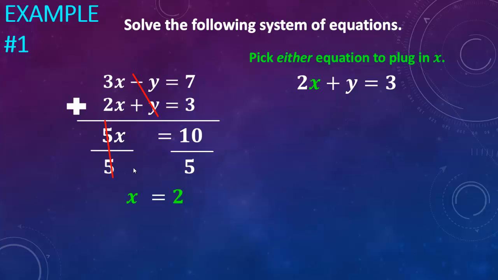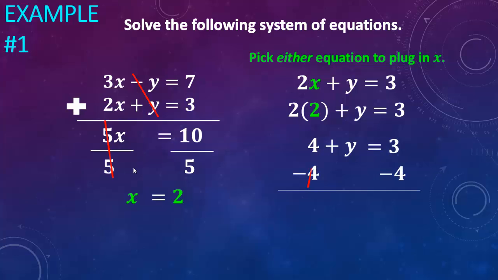And so where you see that x, we're replacing just the x with whatever it equaled, in this case 2. So 2 times 2 plus y equals 3, which gives you 4 plus y equals 3. Subtract 4 from both sides, and you get y equals -1. So your solution would be 2, comma, -1. Remember, x always comes first. It's not the first one you solve for.